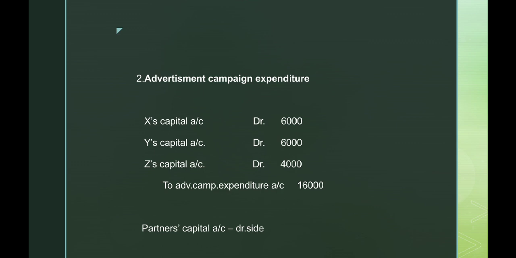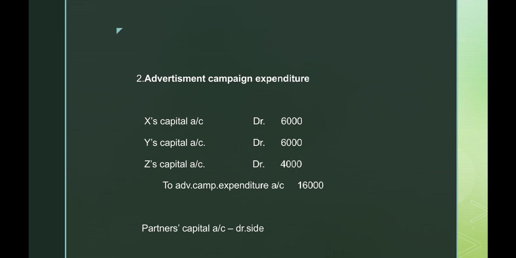So this amount is given on the asset side. So this is to be written off among partners by debiting partners' capital accounts in the old ratio. Okay, let us see the posting for this. Again, in partners' capital accounts, I repeat, in partners' capital accounts, page number 230 of your textbook.